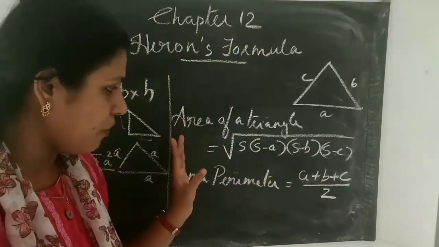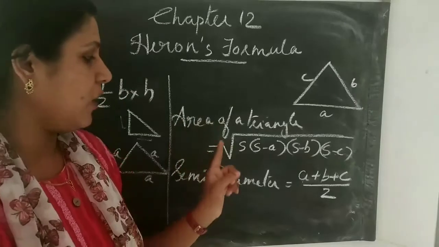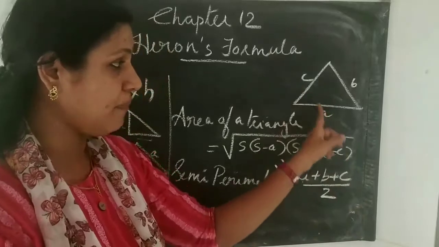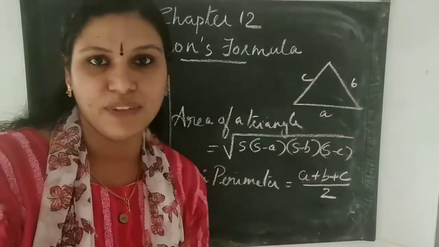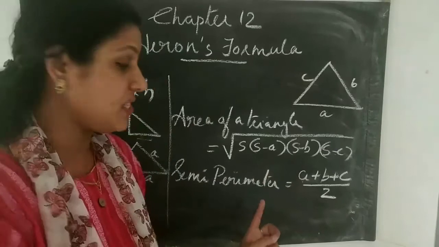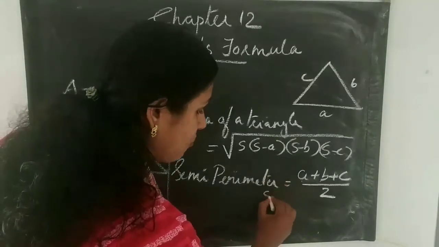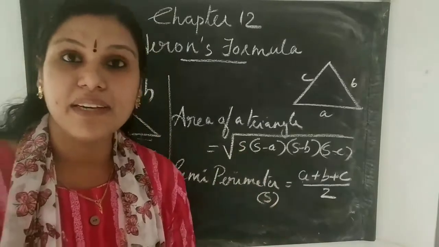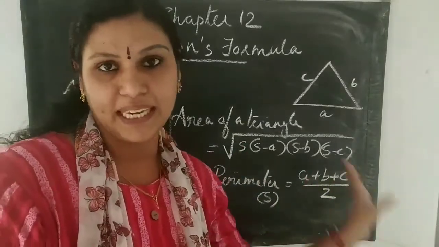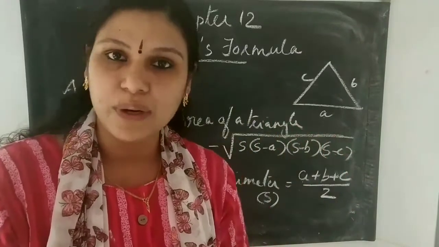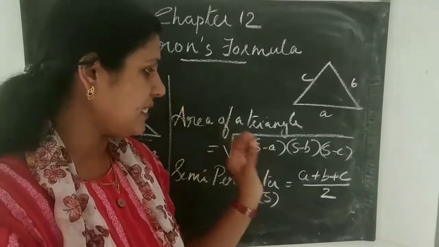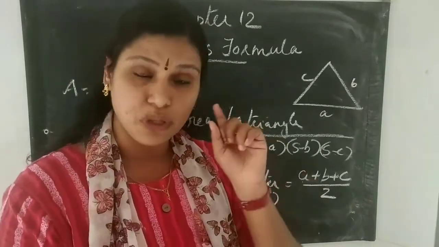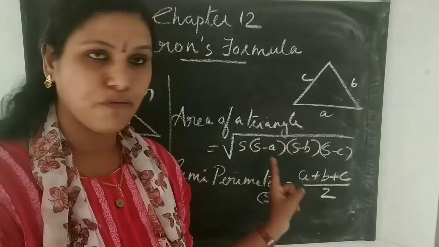Okay. So Heron's formula is: area of a triangle is root of s into (s minus a) into (s minus b) into (s minus c), where a, b, c are the 3 sides of this triangle. And semi-perimeter s equals (a plus b plus c) divided by 2. Okay, understood. This formula we need to solve the problems, so you should study this formula.